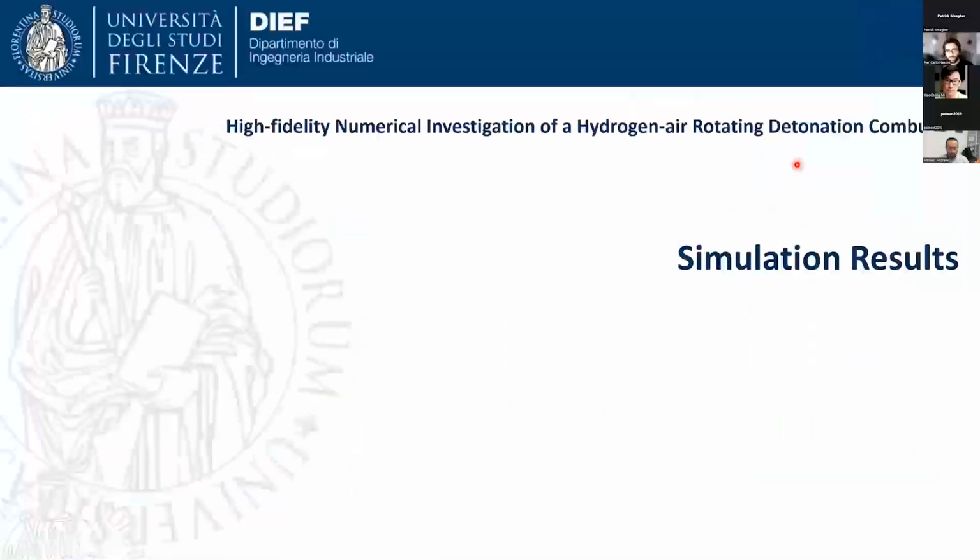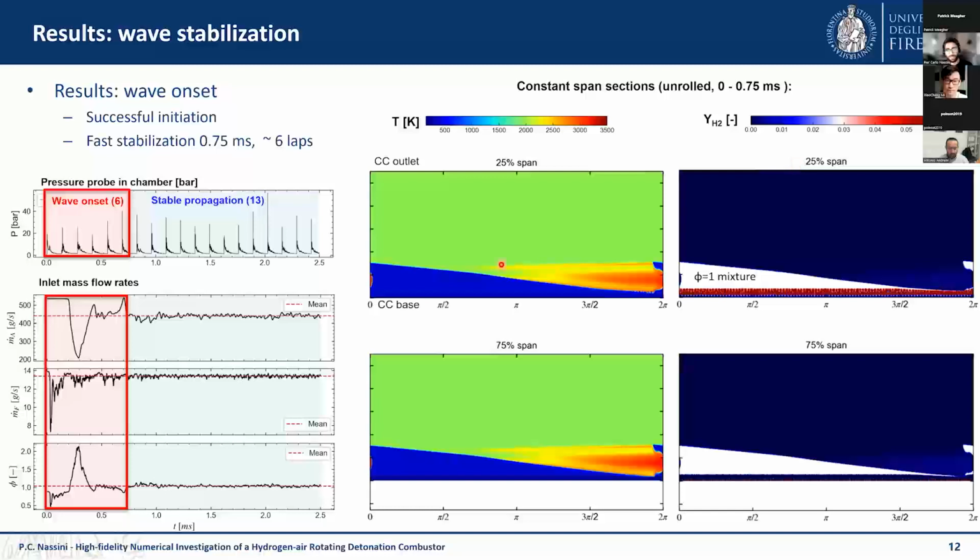Okay, so now let's look at the simulation results. First of all, I will dive into the really first instant after the initialization. Here on the left, you can see different probes. This is a pressure probe inside the combustion chamber as a function of time, and the inlet mass flow rate of the air, the fuel, and the resulting equivalence ratio inside the combustion chamber. Here on the right, you can see the unrolled constant span section at 25% of the span and 75% of the span in terms of temperature and hydrogen mass fraction.